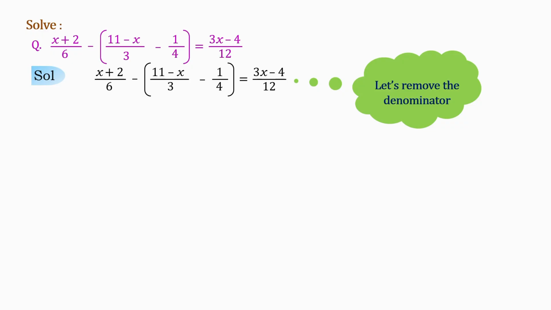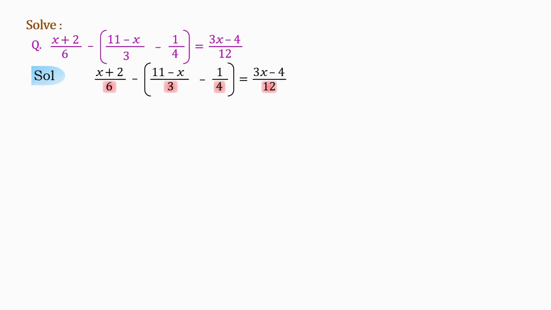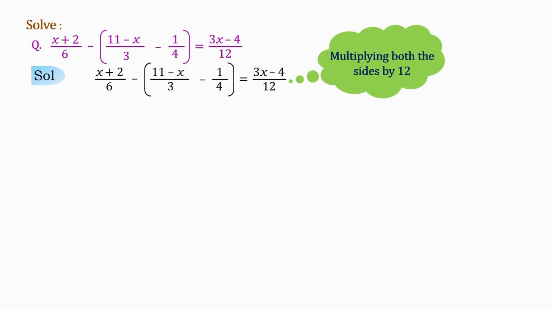So let's remove the denominator in this case. So we will multiply the equation by the LCM of these denominators. So we are going to take the LCM of 6, 3, 4 and 12, which comes to 12. So now we are going to multiply 12 on both sides.